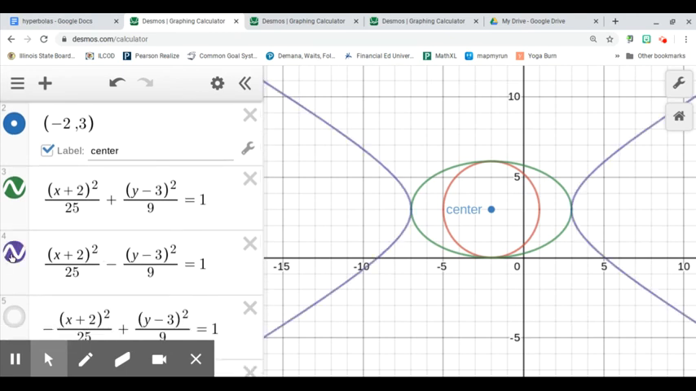Ta-da! Up comes a purple hyperbola. So on the graph, you see the circle and then the ellipse and then the hyperbola in purple. So if I look over here on the left, the equation of the ellipse and the equation of the hyperbola are very similar. The only thing that's different is the ellipse has addition and the hyperbola has subtraction. So the x squared part is positive. That's how I know that the hyperbola is going to be opening to the left and to the right.